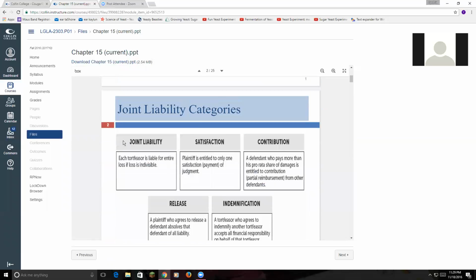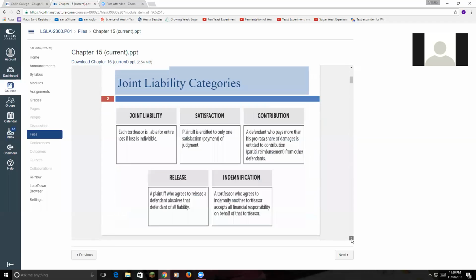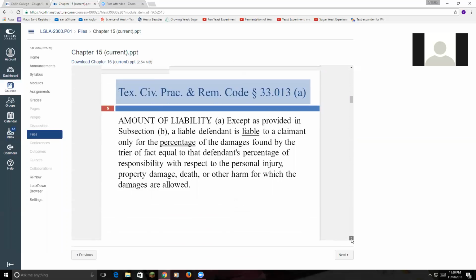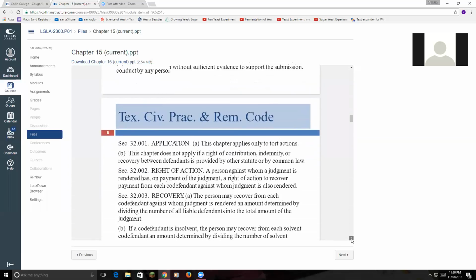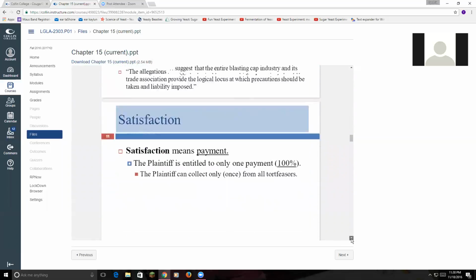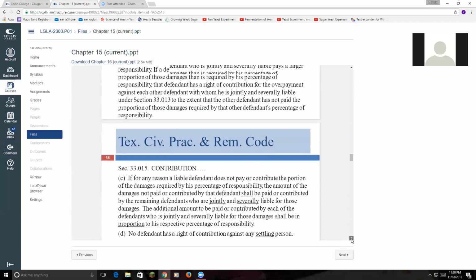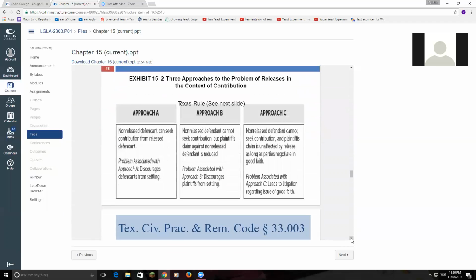So we've covered joint liability, satisfaction, contribution. We're now up to release. When a plaintiff releases a defendant from any claims to be released as part of a settlement agreement, then of course the defendant can't be sued for that any longer. Okay, so we're going to talk about the problem of releases, and there are 3 ways to solve this problem.